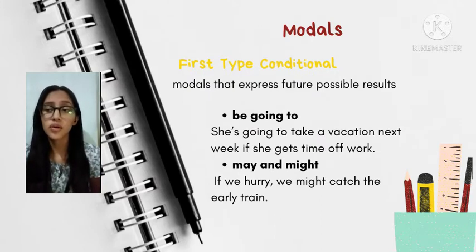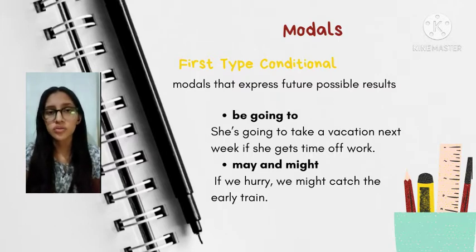You can also use modals in the first type conditional, as let's remember that the first type conditional is to talk about probable future events, and modals such as going to, might, and may are useful to talk about future possibilities, so they are perfect.